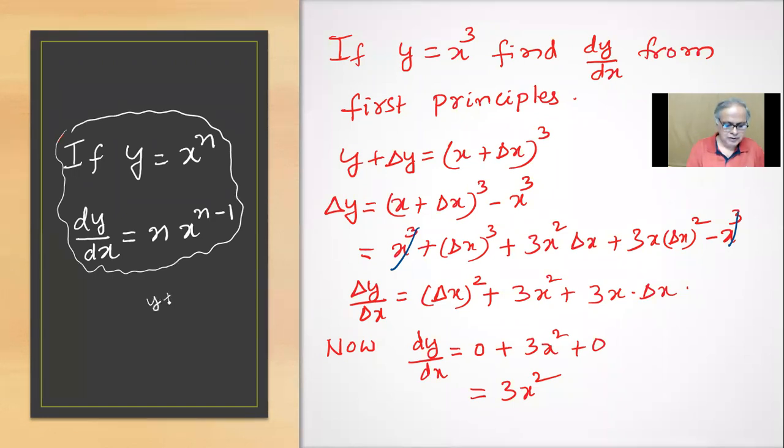y plus delta y equals x plus delta x to the power n, and then delta y by delta x equals x plus delta x to the power n minus x power n, by delta x. If I want this, now I should know how to expand this by binomial theorem, which some of you may know, may not know, but you can do it in maths. But finally, expanding this and applying that limit condition.